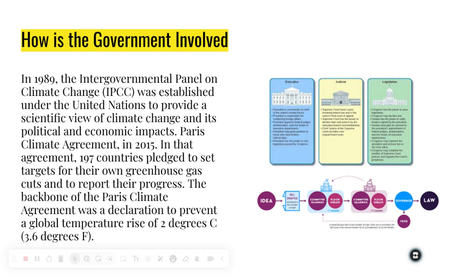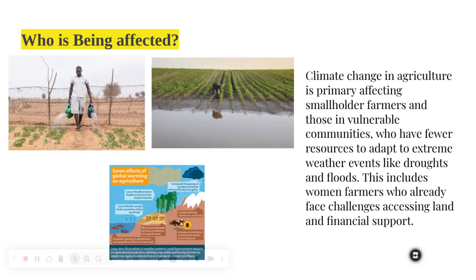But let's move on. Then who is being affected? Climate change in agriculture is primarily affecting smallholder farmers and those in vulnerable communities who have fewer resources to adapt to extreme weather events like droughts and floods. This includes women farmers who already face challenges accessing land and financial support.